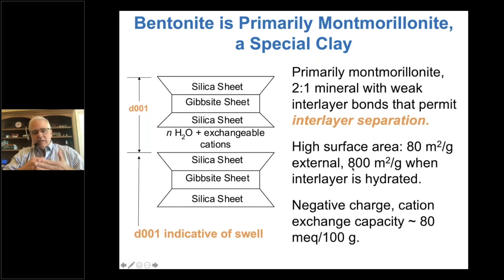As I indicated, it's a 2-to-1 mineral with weak interlayer bonds that allow separation. The other aspect is that when it separates and we get water in that so-called interlayer zone, the surface area is enormous, 800 square meters per gram. So if you think of 1 gram of dry bentonite, that's got a football field of surface area. That's remarkable. And not only is it a large area, but it's also negatively charged. Because it's negatively charged, it has an affinity for positively charged ions and water molecules. So it's got a really big surface area and a high negative charge, and it's really reactive. It really wants to affiliate with water molecules, but because it's reactive, it also makes it very sensitive to the geochemical conditions. The amount of separation or swelling of those sheets will depend a lot on the geochemical conditions that exist in the application we have.